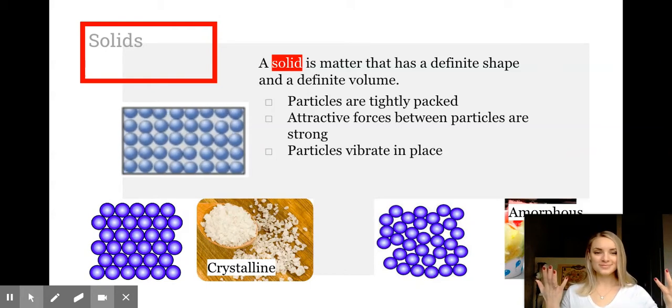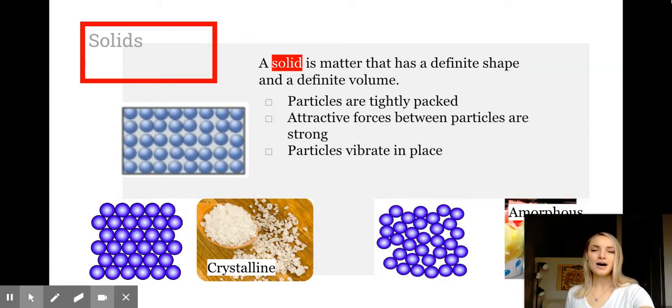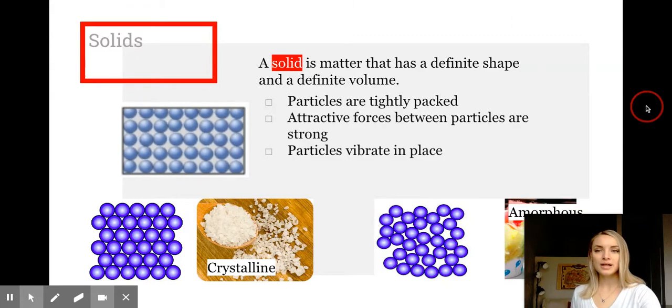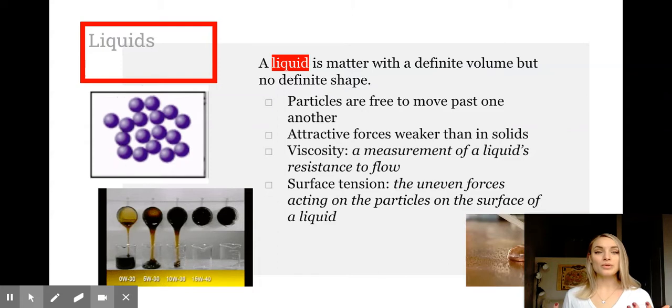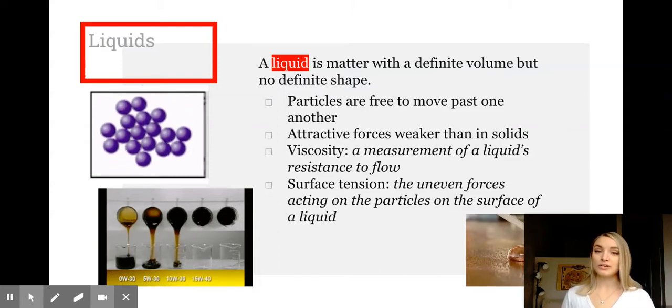So that's our solids. Very tightly packed, strong attractive forces, and definite shape and volume. Liquids, on the other hand, liquid is matter with a definite volume, but no definite shape.